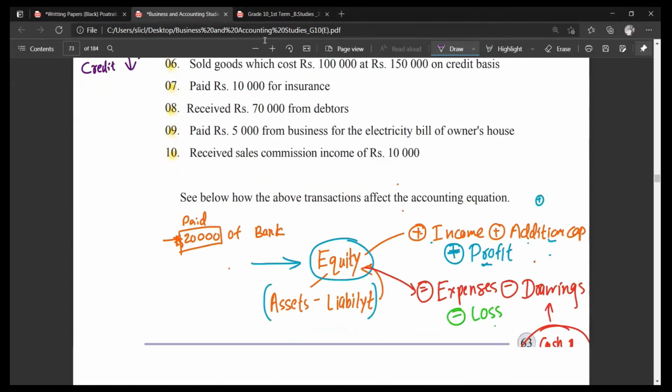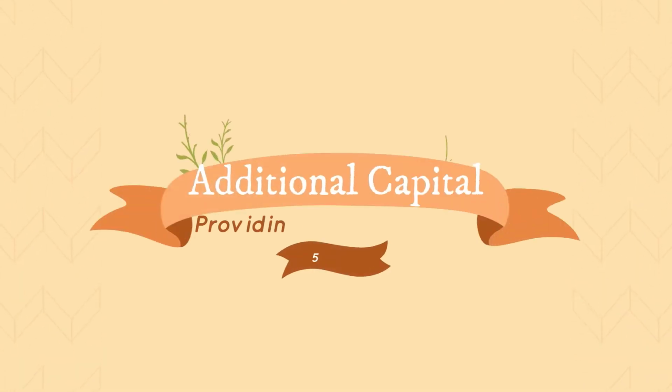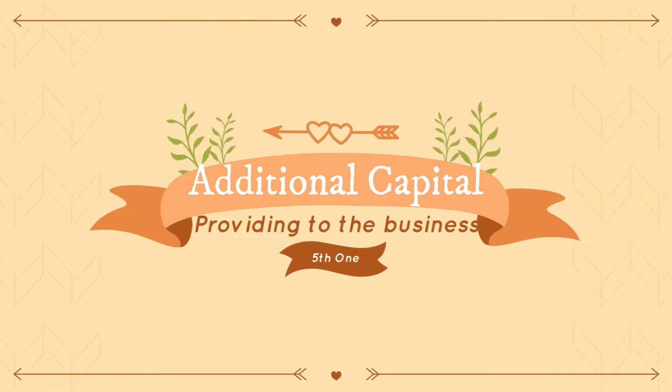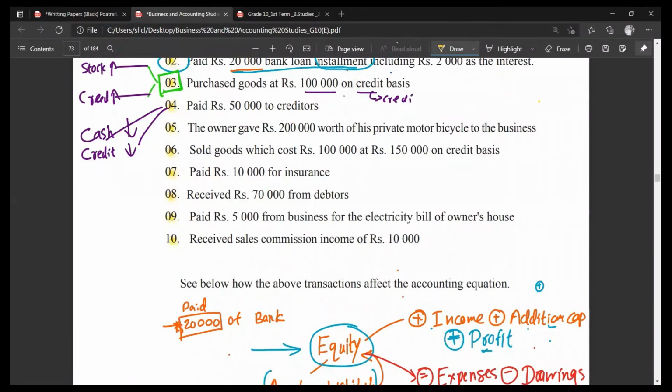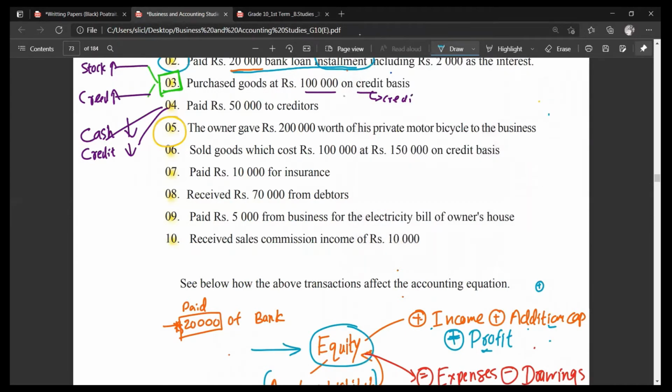So it's like an additional capital now, guys, right? So here additional capital means we guys don't need to put money. Only money. That is, just putting money in is not the only additional capital.